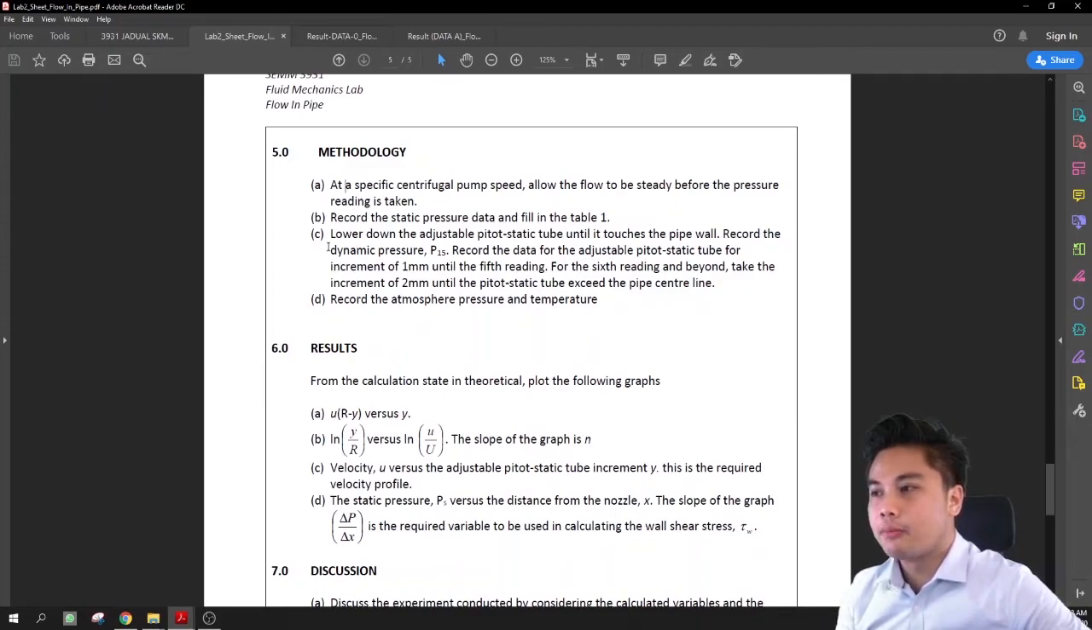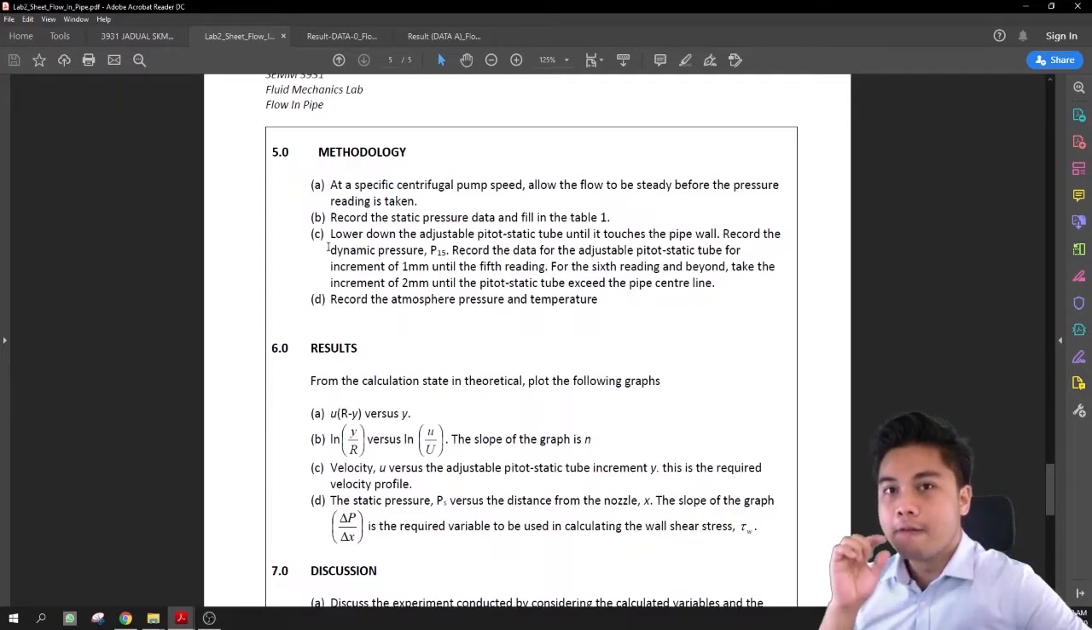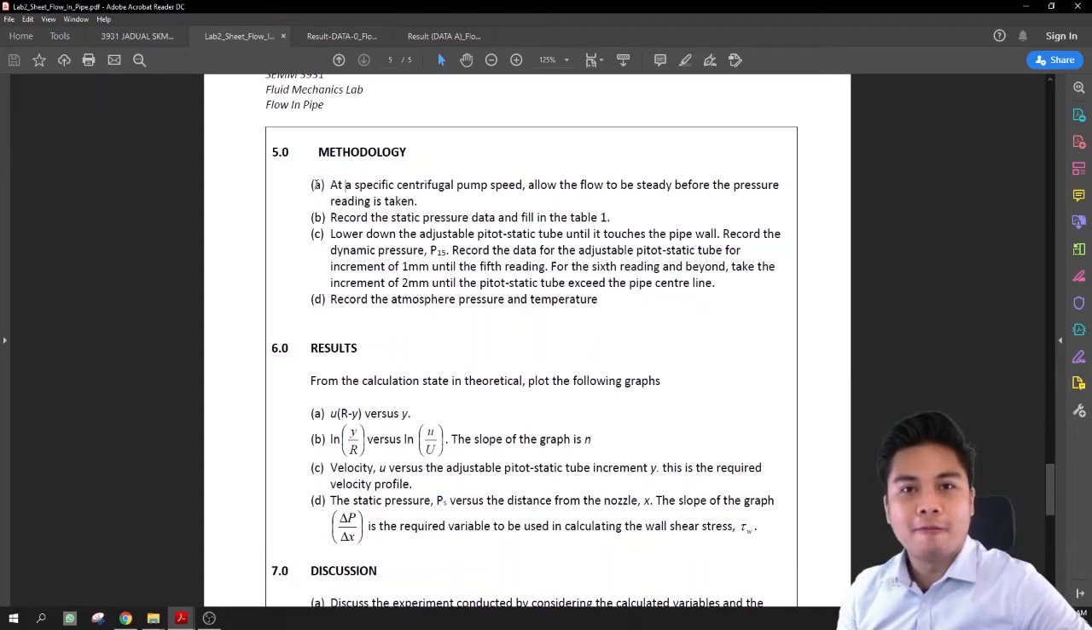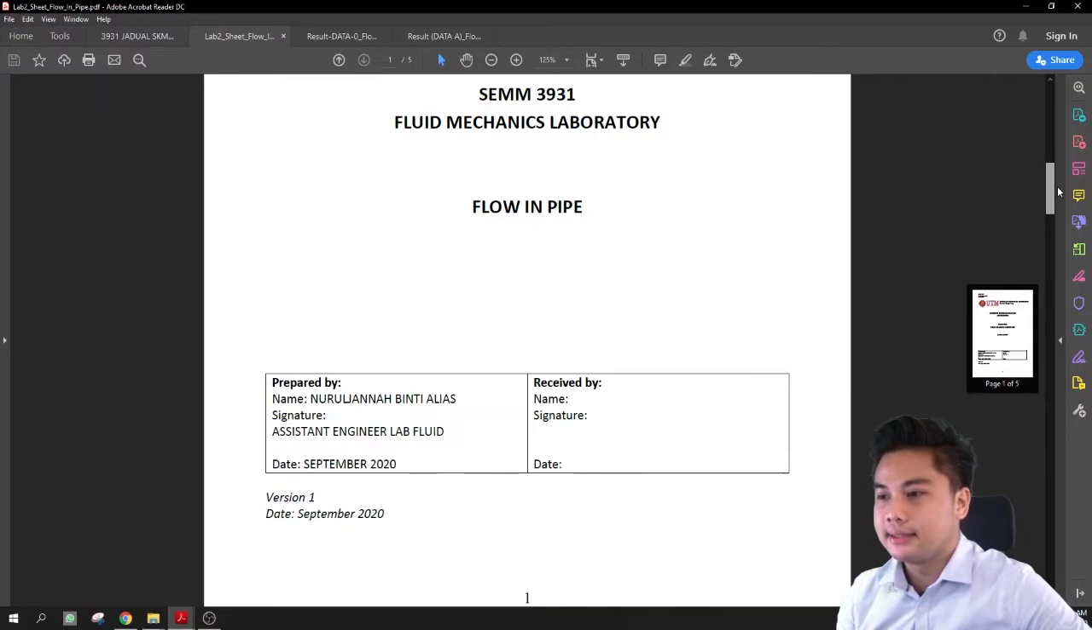Record the data from the adjustable pitot static tube for the increments of 1 mm until the 5th reading only. For the 6th reading and beyond, take the increments of 2 mm until the pitot static tube exceeds the pipe center line. And lastly, record the atmospheric pressure and the temperature. So let's take a look at the video prepared by our lab assistant engineer.